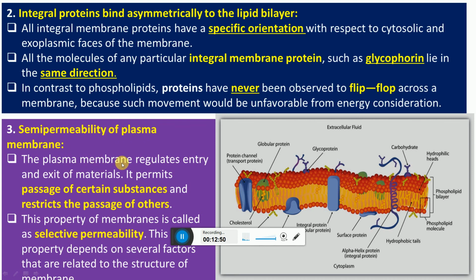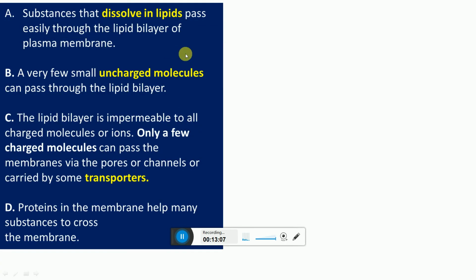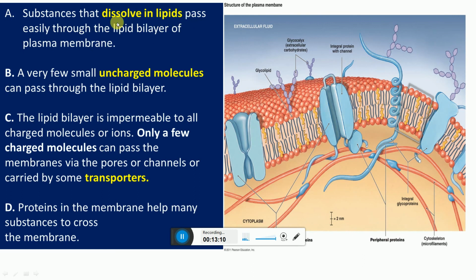Semi-permeability of the plasma membrane. The plasma membrane regulates entry and exit of material. It permits passage of certain substances and restricts some other substances. This property of the membrane is called selective permeability. This property depends on several factors that are related to the structure of the membrane. Substances that are dissolved in lipid pass easily through the lipid bilayer of the plasma membrane. A very few small uncharged molecules can pass through the lipid bilayer. The lipid bilayer is impermeable to all charged molecules or ions. Only a few charged molecules can pass the membrane via pores and channels or be carried by transporters. Proteins in the membrane help many substances to cross the membrane.